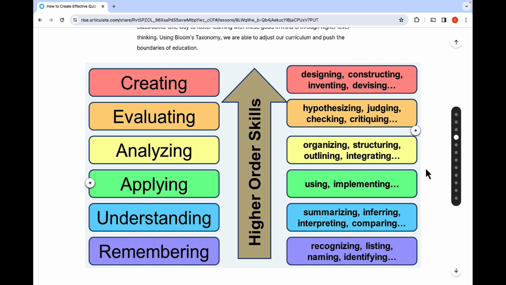By incorporating questions that align with higher level Bloom's taxonomy, you can promote advanced cognitive development and encourage students to apply their knowledge in more complex and meaningful ways.